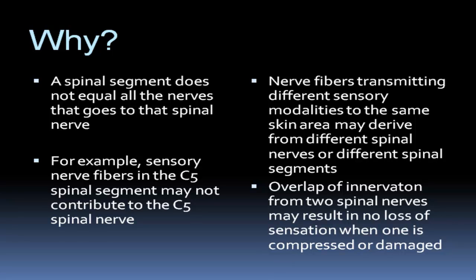For example, some sensory nerve fibers from the C5 spinal segment may not be distributed to the C5 spinal nerve, and nerve fibers transmitting different sensory modalities from the same area of skin may be derived from different contiguous spinal segments. Also, overlap of fibers causes overlap of innervation and therefore dermatomes, so that loss of fibers from one spinal nerve may be compensated by this overlap so that no sensory loss at all is found.